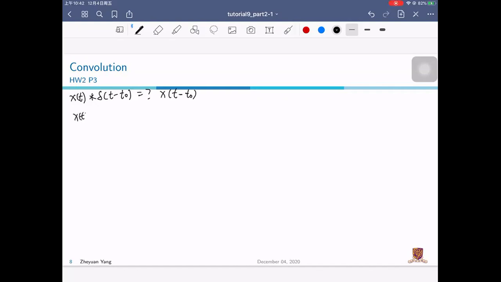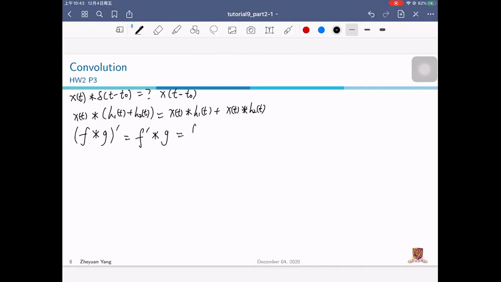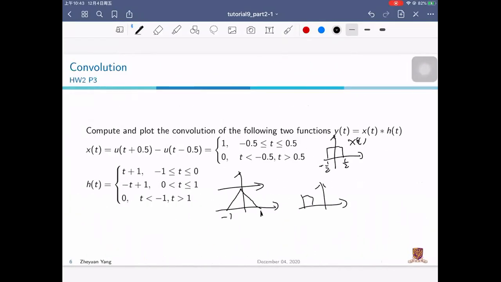And then I will use the associative property of the convolution. And the third one, I will use this one. The derivative of f convolved with g, if f and g are differentiable, will be equal to f prime convolved with g, and it can also be f convolved with g prime, the derivative of g. Now let's see what our first signal is.